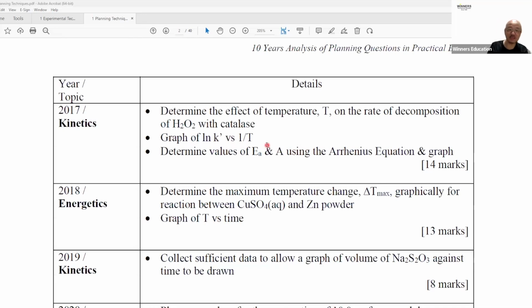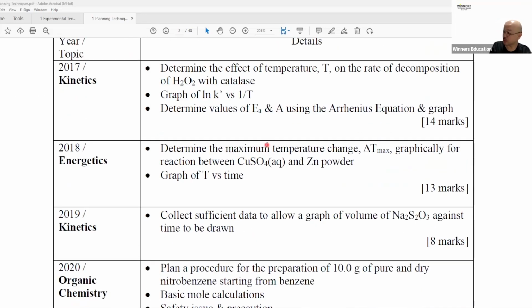I would like to show you the last few years' questions that came out in planning. At the start, planning used to be in paper two. That's why paper two was hell. It was tough enough, and they put the planning inside there. Students cannot finish the paper.